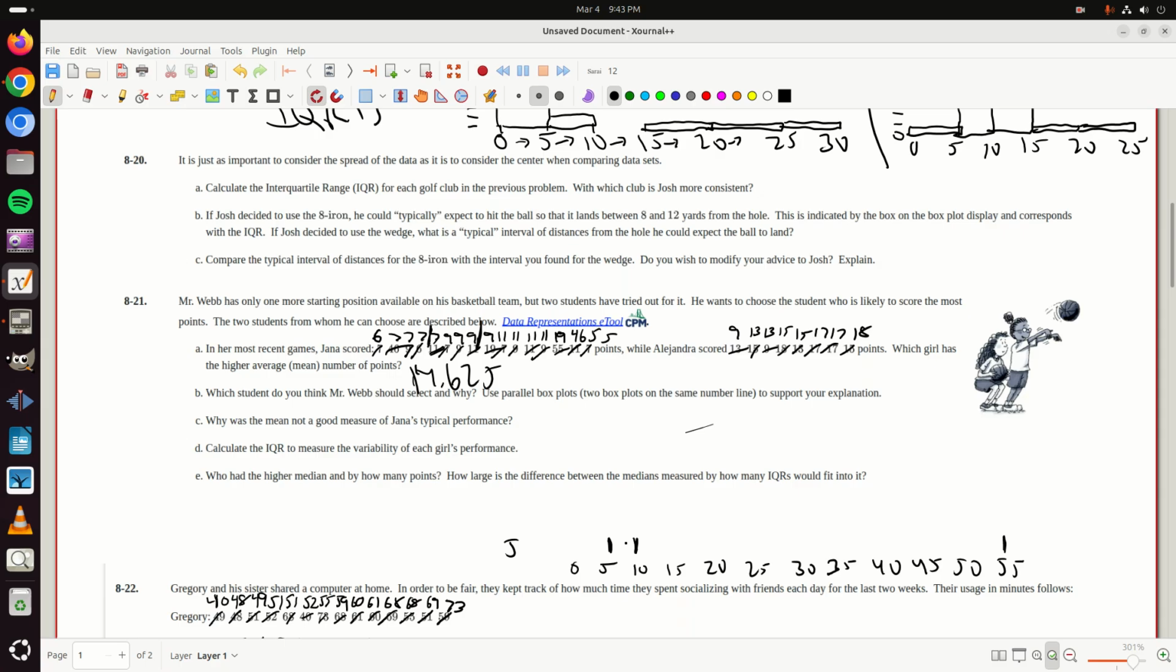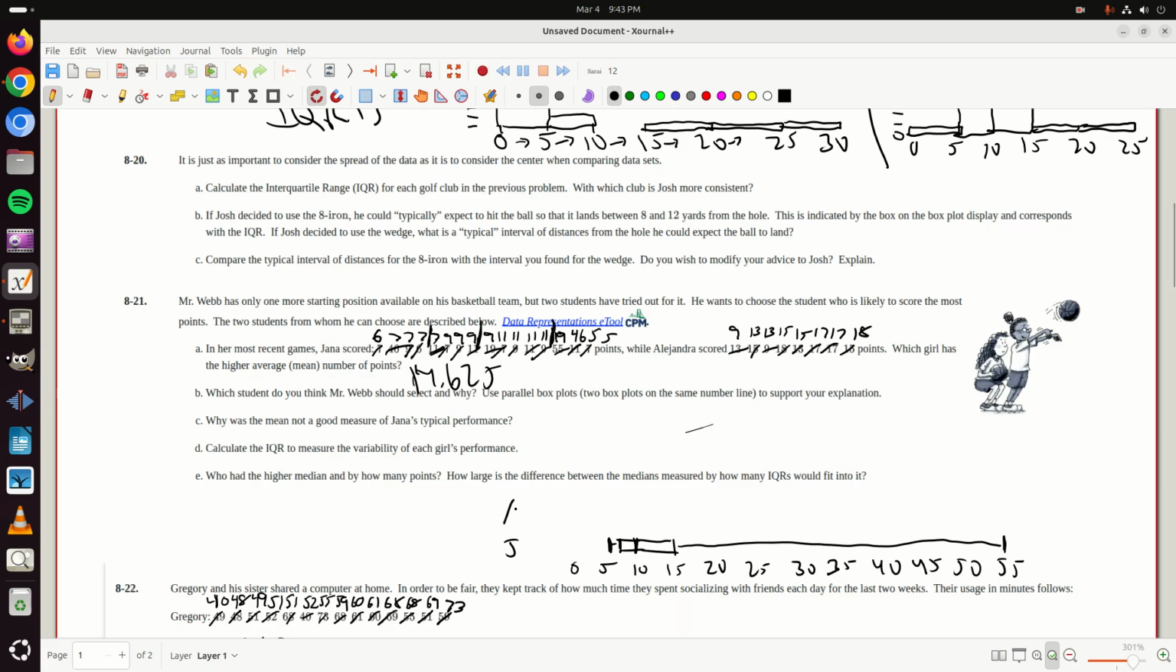So these are pretty tightly packed together. Hopefully you're kind of seeing where they're going with this. And then over here it looks like between 11 and 19, so I think we're looking at 15. So we get something that looks like that for Jana.